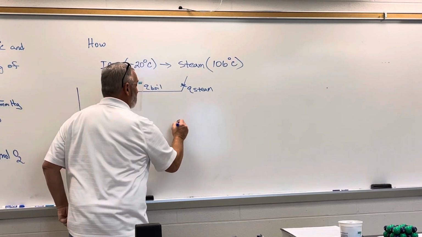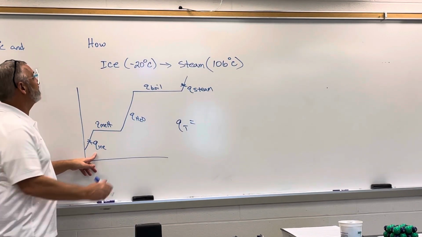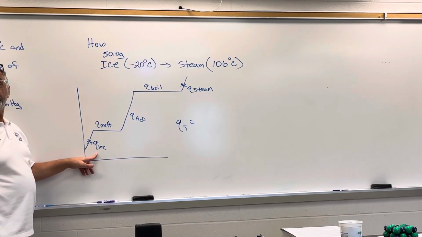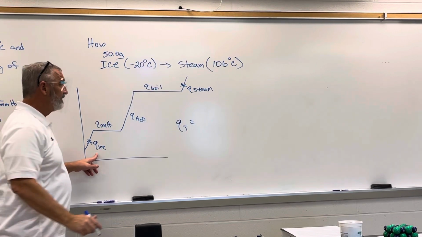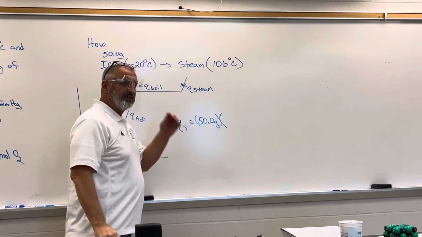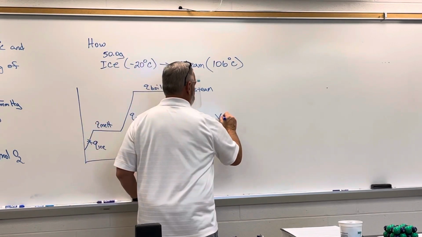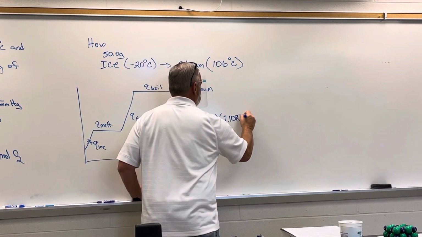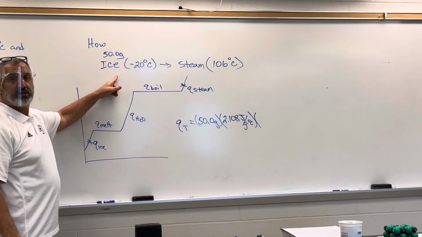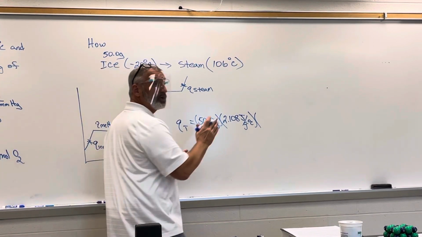So my Q total is going to equal, whenever there's a temperature change, what equation do we use? And how much, let's just say 50 grams of ice. What equation do I use when we have a temperature change? MCΔT. So it's going to be 50 grams times the specific heat of ice. Do we have, anybody have that worksheet out where you can tell me the specific heat of ice? 2.108 joules per gram degrees Celsius. And what's my temperature change going to be? Negative 20 to 0. We're going up, so it's going to be 20 degrees.